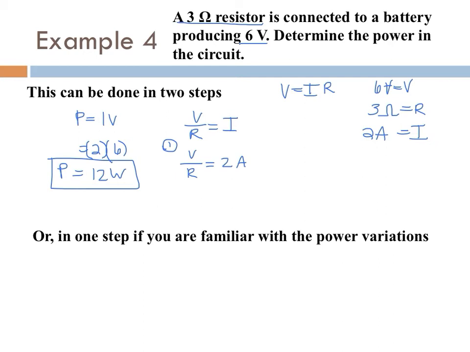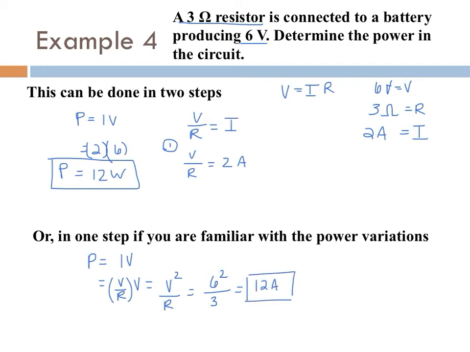Or, again, if you're familiar with all the other variations, I could have just done, without solving for current at all, that current is equal to V over R, so power is V squared over R, which is 6 squared over 3. Again, just 12. So really, if you can remember one of the power variations and V equals IR, you can use any of your substitutions to figure out another way without having to do more than one step.